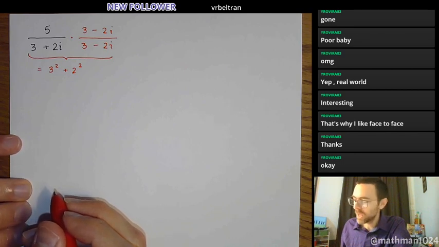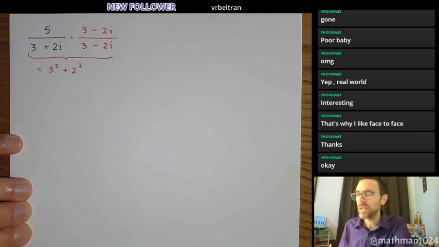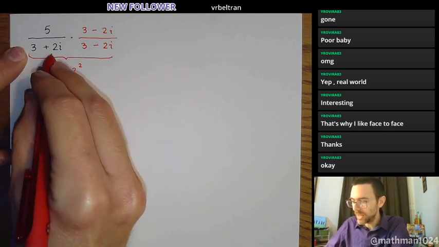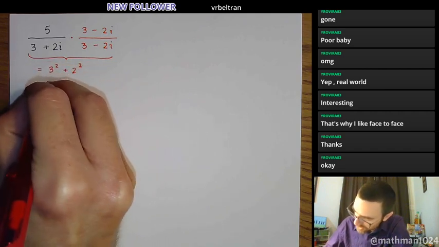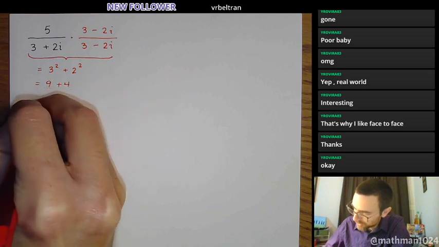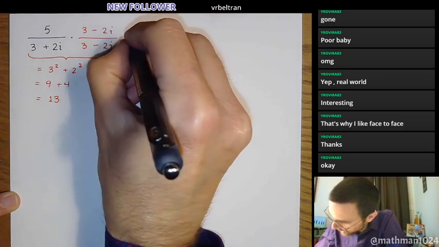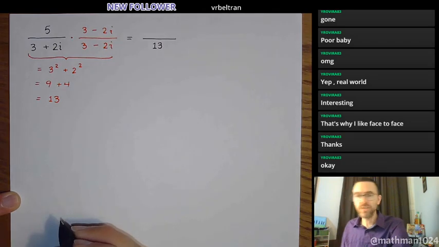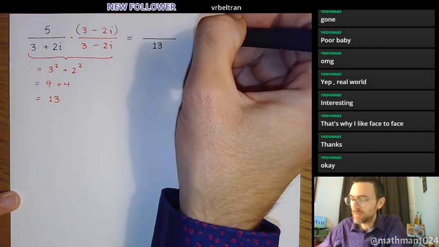right? And you might say, what happened to the i? Well, that was that whole special product about how the product of complex conjugates gives us the sum of the 2 squares, squaring the 3 and squaring the imaginary coefficient there, 2. So we work this out, and that's 9 plus 4, which equals 13. So all of this is now going to be my denominator, 13. In the numerator, we have 5 times 3 minus 2i.